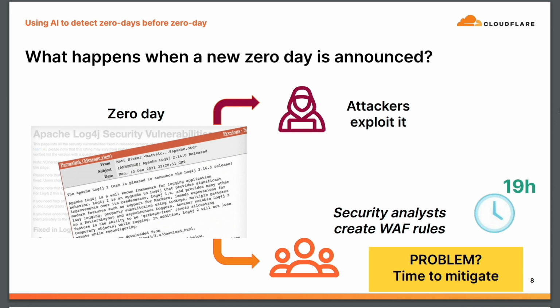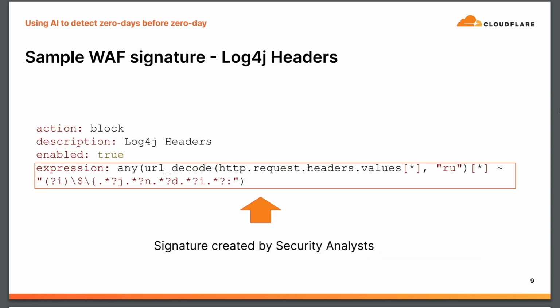So for this specific vulnerability, it took us 19 hours to get a rule that was blocking the attacks. Other times it was 3-4 hours, but still it takes hours. And in those hours, attackers can just do whatever they want. So the question here: can we bring this time to mitigation to zero? Can we make a WAF, a firewall, that automatically blocks these attacks before they're even made public, made known?